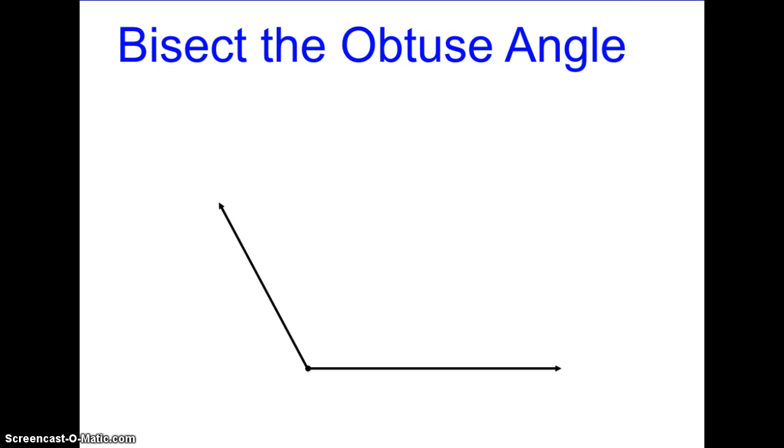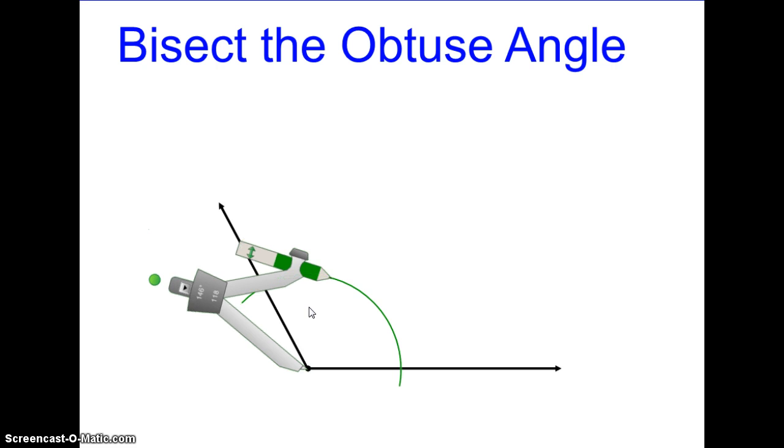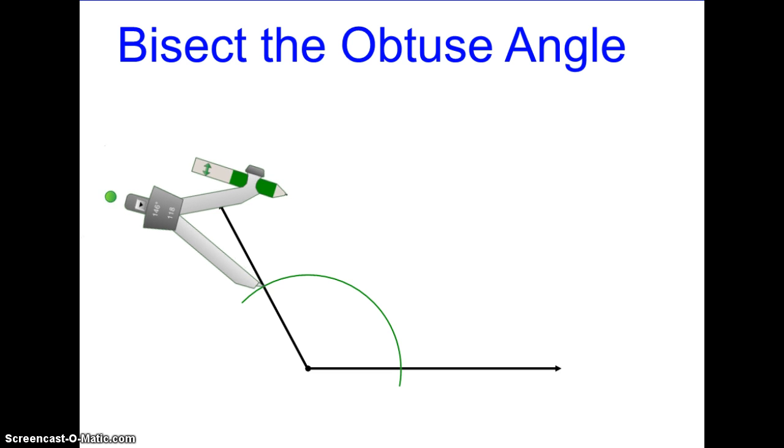Alright, but how does it look when we bisect an obtuse angle? Okay, when we bisect an obtuse angle, the directions don't change, okay? All that it is you still put your point on the vertex. However, when you create an arc through this obtuse angle, your arc is going to go for what seems like forever because it is an obtuse angle and the angle is much wider. You still have to make sure that your arc goes through both sides of the angle. So with an obtuse angle, you would still take your point and put it on each of the intersection points.